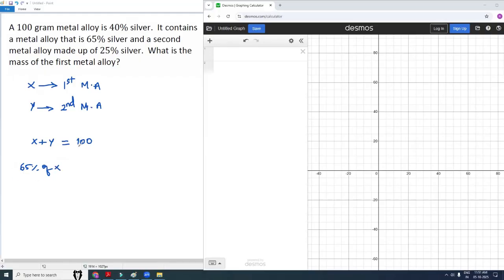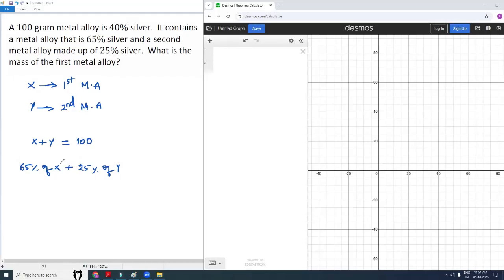In the same way, we can calculate the amount of silver in the second metal alloy. So that is, we have to calculate 25% of the mass of the second metal alloy, that is Y. So let's write 25% of Y. This gives the amount of silver in the second metal alloy.